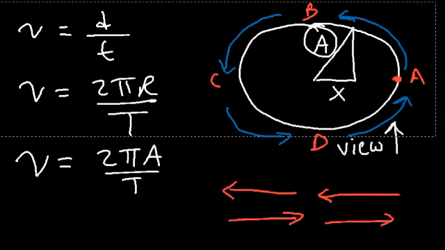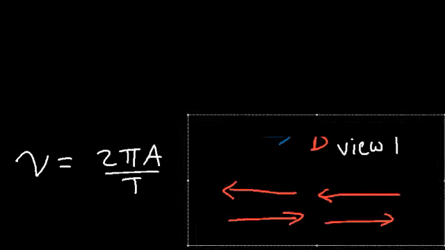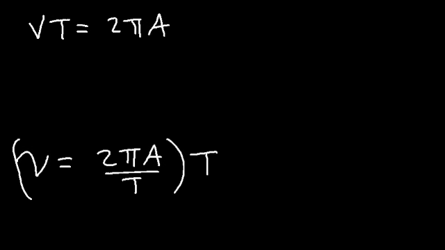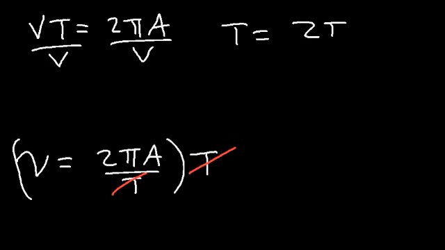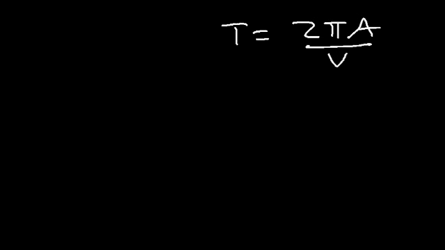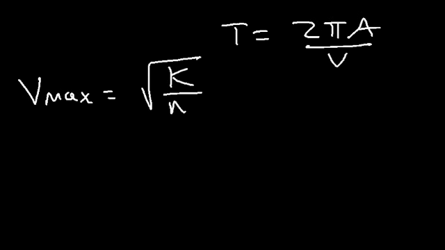Now we no longer need this picture. So now at this point, let's multiply both sides by T. So VT is equal to 2 pi A. And now let's divide both sides by v. So the period is 2 pi times the amplitude divided by the velocity. And if you recall, the maximum velocity we said was equal to the square root of k divided by m times A.